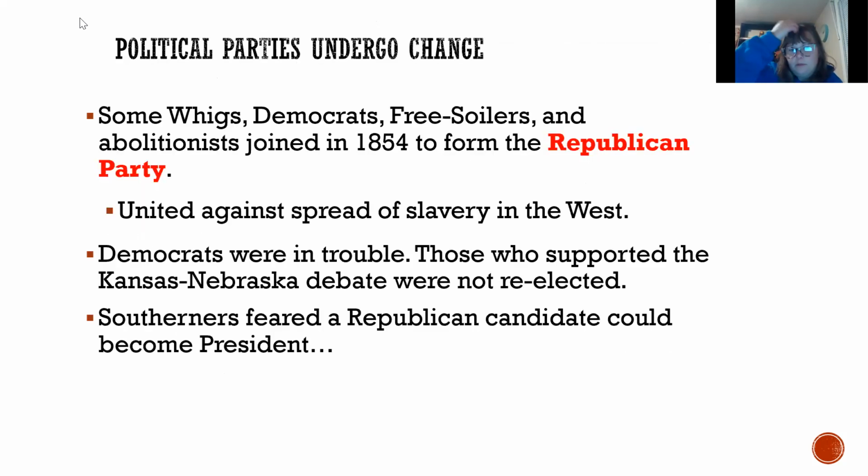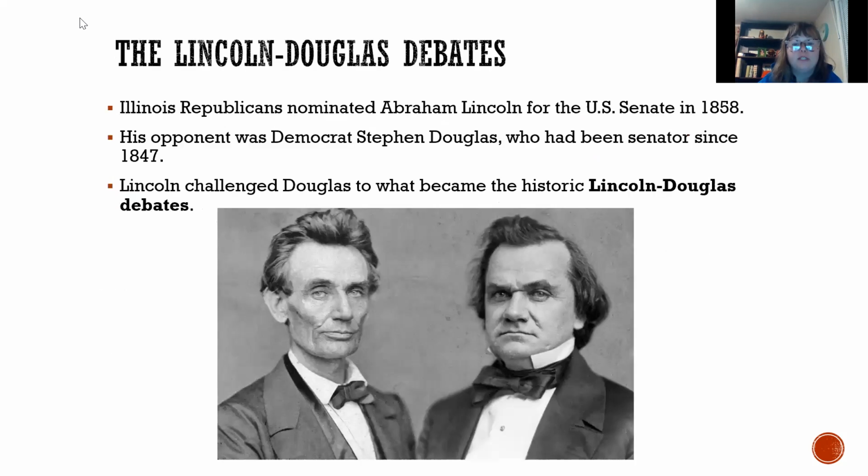So political parties undergo change. Some Whigs, Democrats, Free Soilers, and abolitionists joined in 1854 to reform the Republican Party. They are united against the spread of slavery to the West. That is like their main goal. Democrats were in trouble. Those who supported the Kansas-Nebraska Act were not reelected. Southerners feared a Republican candidate could become president. Why don't they want that? Remember, Republicans at this time are anti-slavery and Democrats of the South are pro-slavery.